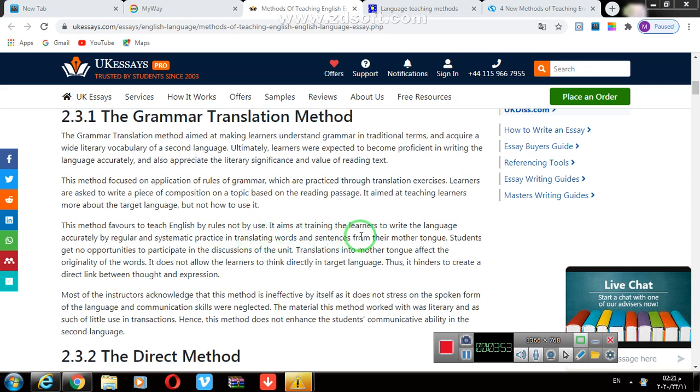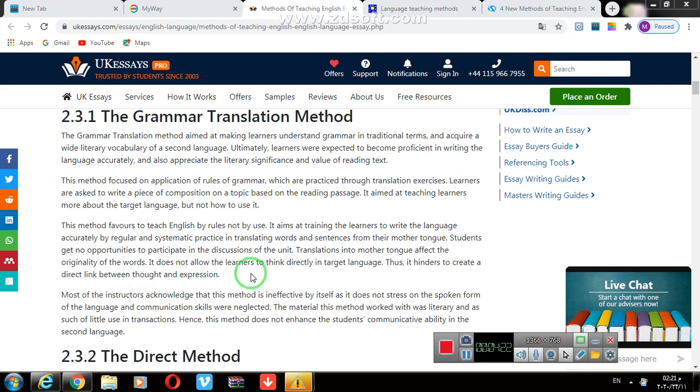It aims at training the learners to write the language accurately by regular and systematic practice in translating words and sentences from their mother tongue. Students get no opportunities to practice in the discussions of the unit, and the translations into mother tongue affect the originality of the words. It does not allow the learners to think directly in the target language. Thus, it hinders creating a direct link between thought and expression.